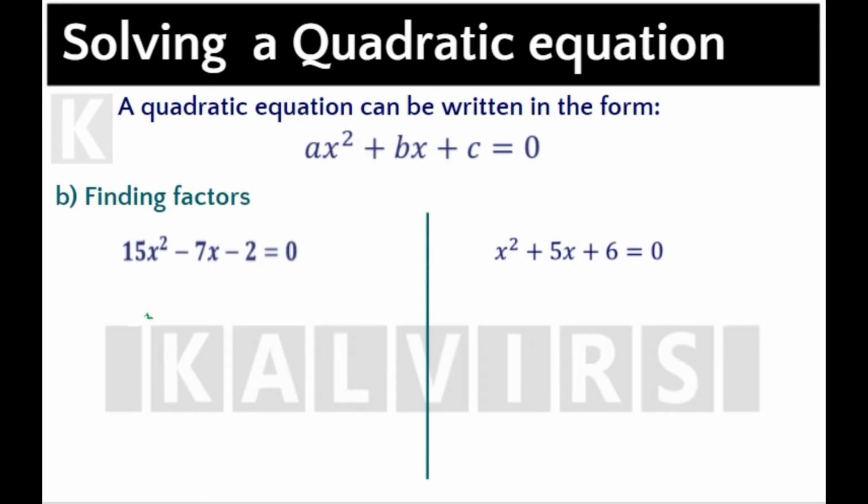To find the solutions or roots, we need to set one side to 0. Here we have the equation set to 0, and here we have the equation set to 0 as well. That's good. After that, we need to find two numbers that add to b, where b is minus 7, and multiply to c, where c is minus 2. So, two numbers that multiply to c are minus 2 and positive 1.